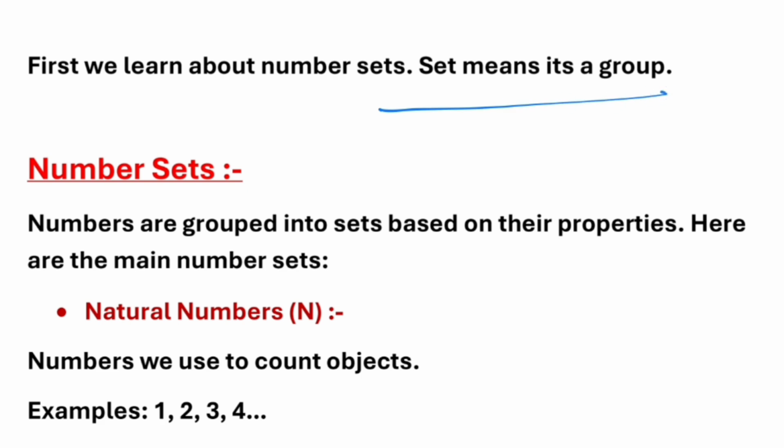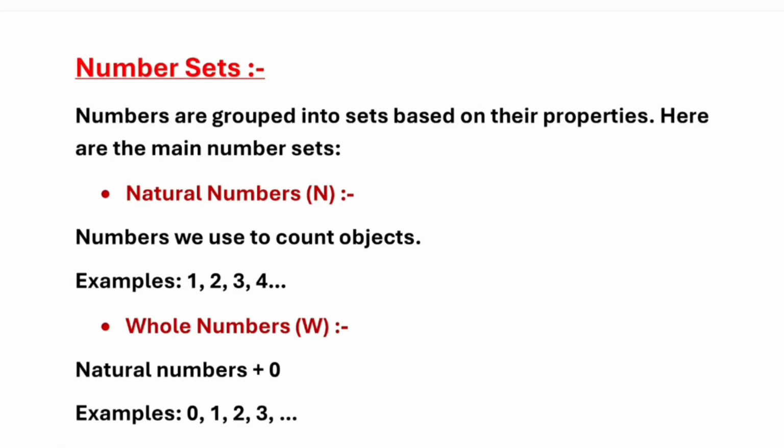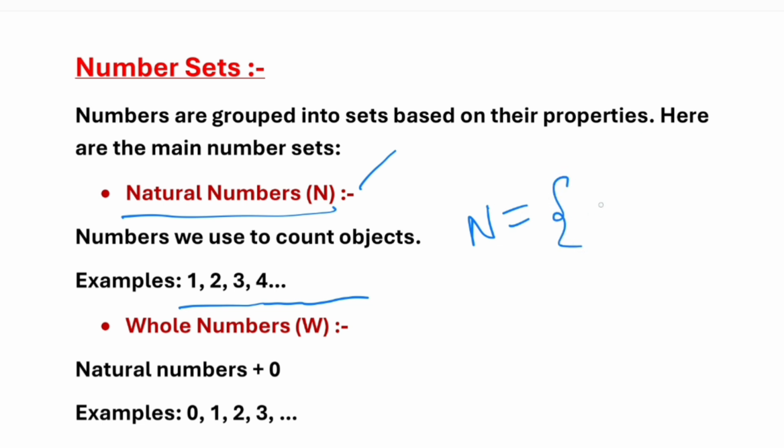Set means it's a group. Number sets are grouped into sets based on their properties. Here are the 6 types of number set. The first one is natural numbers. It is denoted by capital N. The number starts from 1 to infinity. Therefore, natural numbers N is equal to the set of 1, 2, 3, 4 and so on to infinity. These numbers we use to count objects in our day-to-day life.